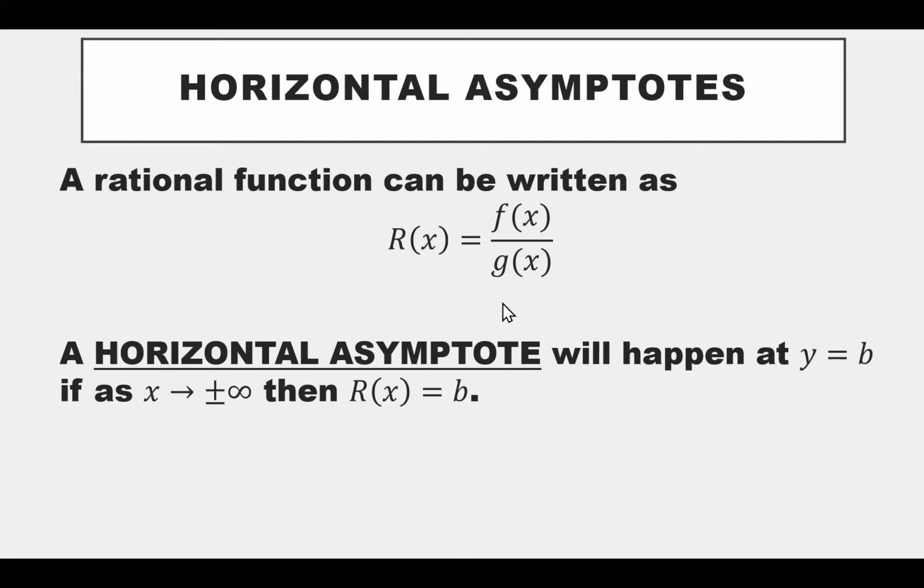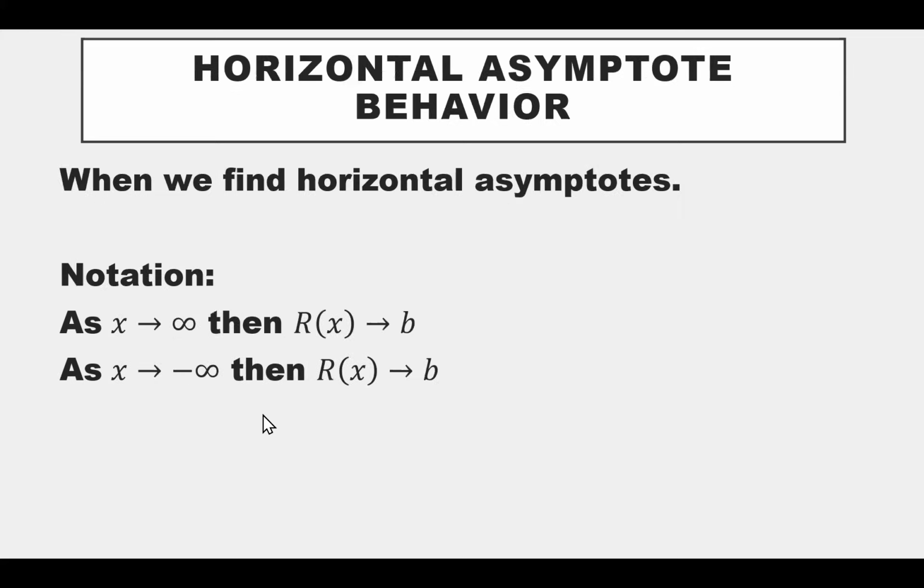So we're going to have to see what happens to this expression as x grows towards infinity and towards negative infinity. And the notation we'll use there is the arrow notation. As x arrow infinity, then the rational function is going towards B. Or as x arrow negative infinity, the rational function goes towards B.